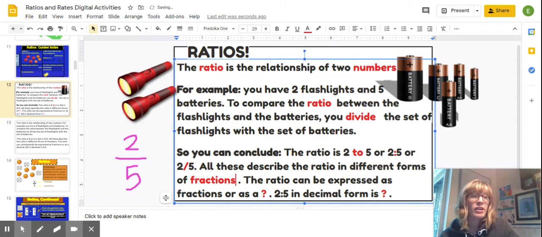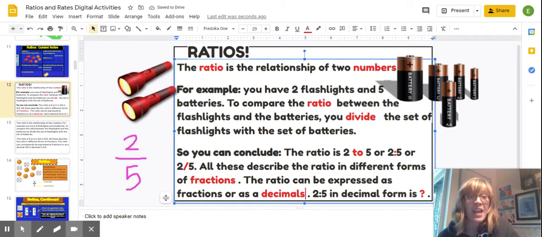All of these describe the ratio in different forms of fractions. They're all a type of fraction: 2 to 5 in words, 2 to 5 in colon form, 2 to 5 in fraction bar form. The ratio can be expressed as a fraction in any of those three forms, or it can also be expressed in decimal form. And we want to remember that a fraction is simply a division problem. A fraction bar means divide.